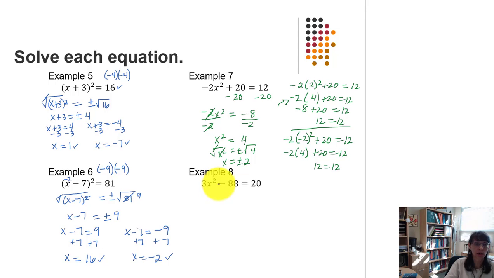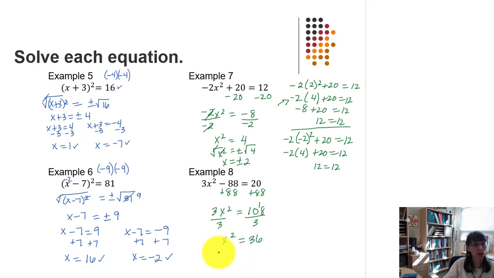Here we have 3x squared minus 88 equals 20. You notice that the term that is being raised to the power is not isolated yet. So we must first add 88 to both sides. Now 3x squared is equal to 108. Since x squared has this coefficient of positive 3, we'll need to divide each side by 3. So now x squared equals 108 divided by 3. 3 goes into 10 3 times with 1 left over, and 3 goes into 18 6 times.